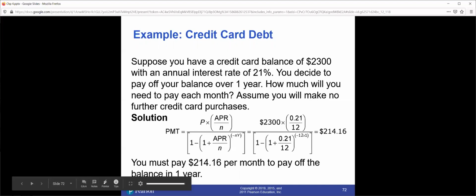And again, this is per month, right? So that number times 12 is larger than 2,300, right? So the credit card company made money off of you doing it this way. And I guarantee you, in this example, that minimum payment was not $214.16. That minimum payment was probably something closer to $30 or $40.